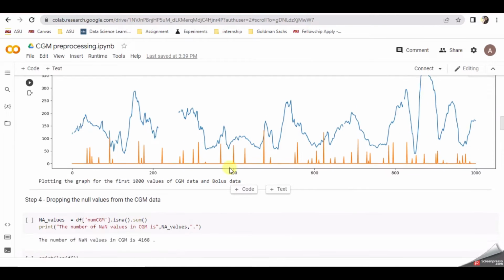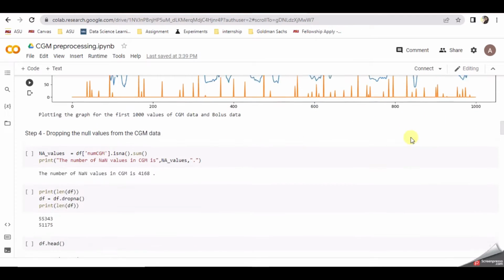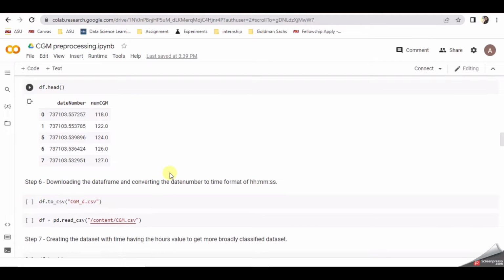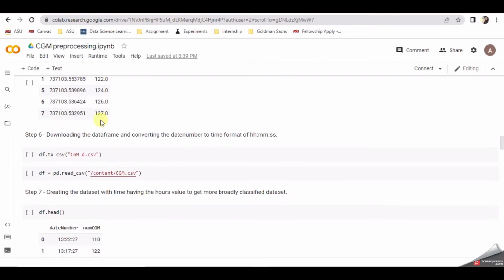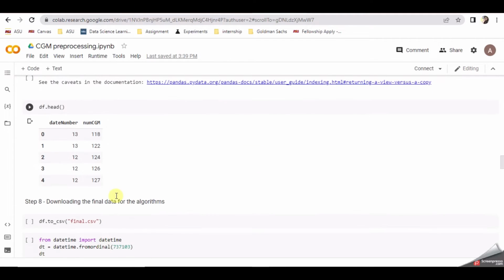So this shows all the points where the insulin was given to the patient, and then we remove the NaN values from the data set and do some other processing like converting the decimal into the proper date time format, and then we get the final data set and we download it.